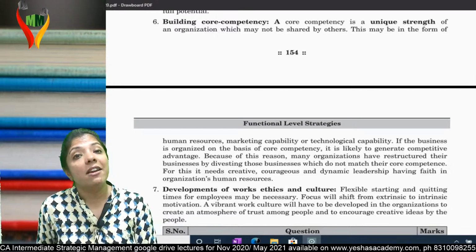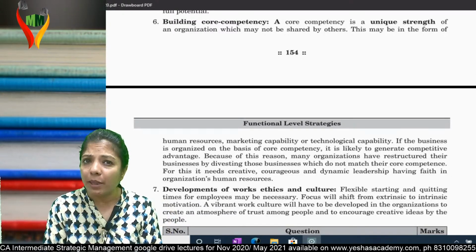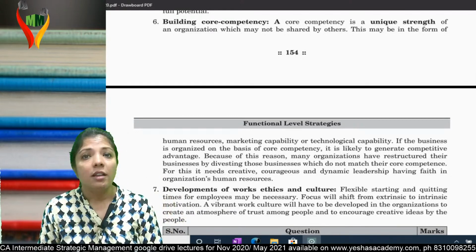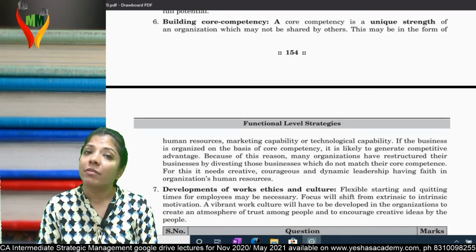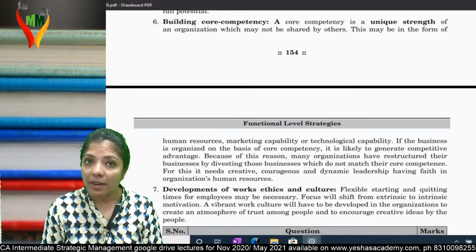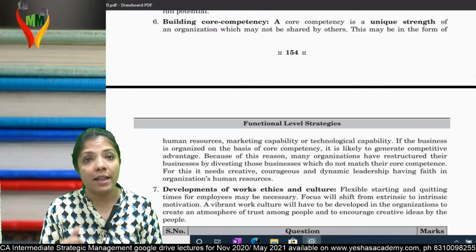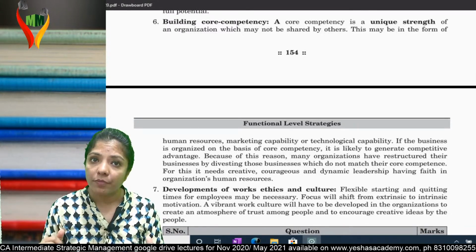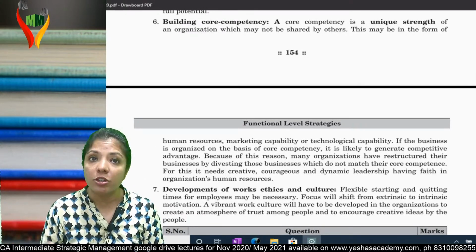And last, development of work ethics and culture. Boss, the day you join any company, the list of do's and don'ts, the work ethics, the culture of the company, all is set by the HR team. Am I clear? So these are the 7 areas where the HR department plays an important role.